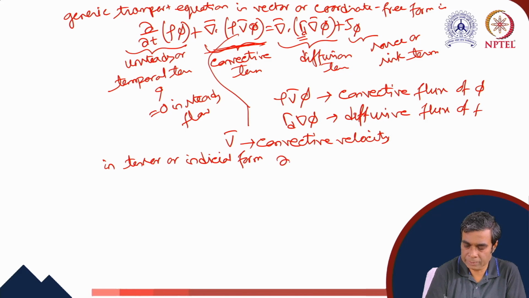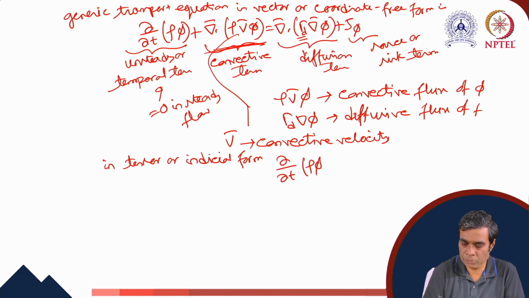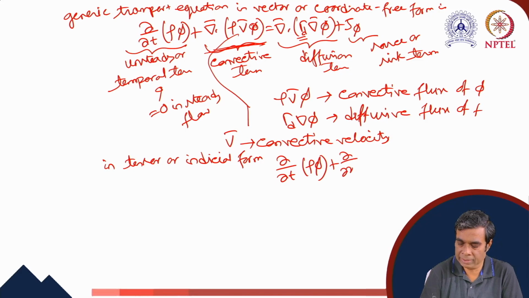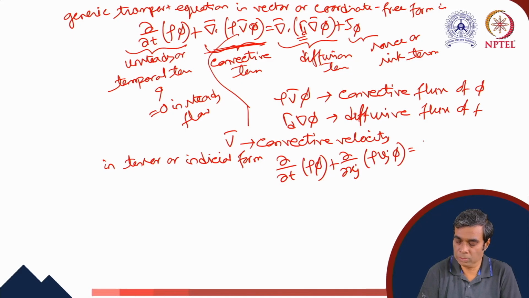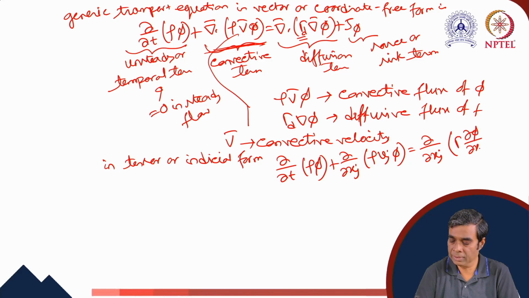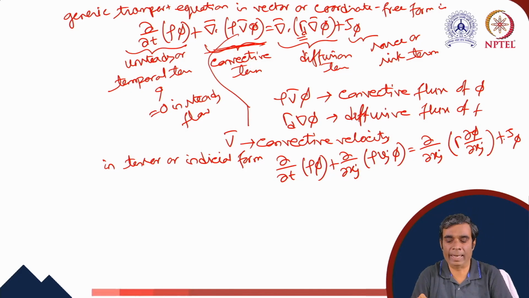This equation becomes del del t of rho phi plus del del xj of rho uj phi equals del del xj of gamma del phi del xj plus s phi. So this is ultimately a scalar equation, so there should be no free index. Because of that, in the left hand side, we have j repeated in the convection term. There is no free index in the convection term. Similarly, there is no free index in the diffusion term. It means that this is a scalar transport equation.